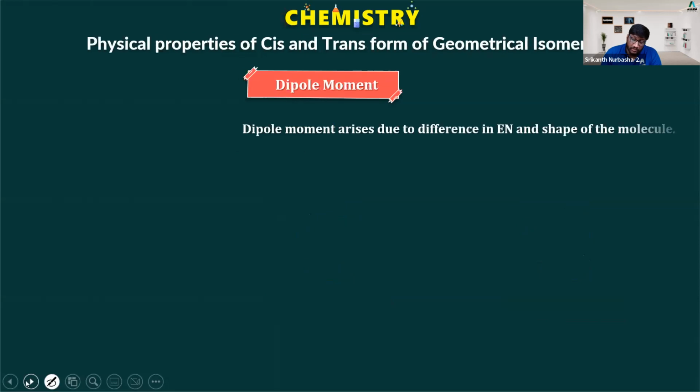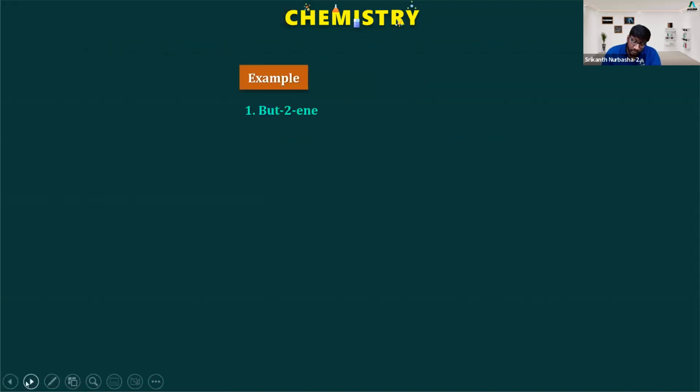So we look at a few other properties like dipole moment, solubility, and all. Dipole moment arises due to difference in electronegativity and shape of the molecule. An electronegativity difference should be there, then only we have a dipole moment vector, and that is also based on the shape of the molecule. Take an example, butene, C double bond C, CH3, CH3, H, H. So it has a dipole moment vector.